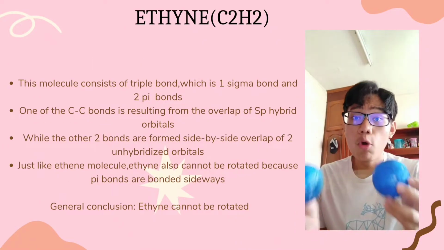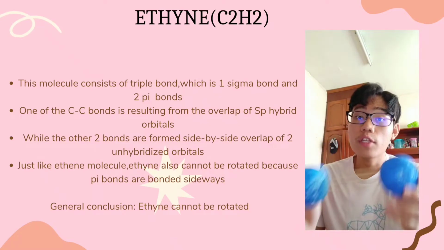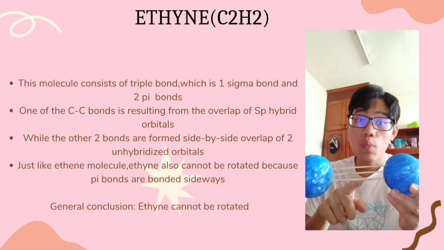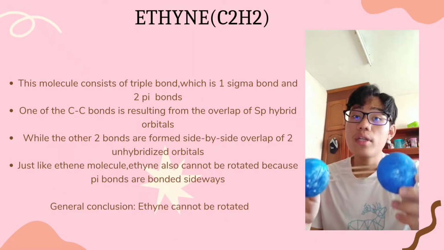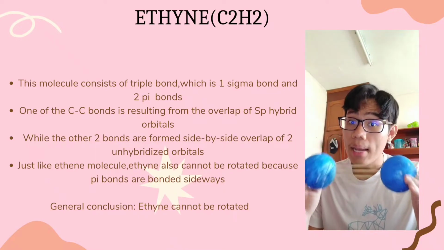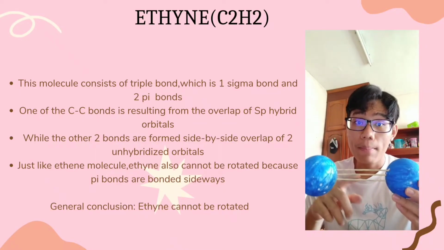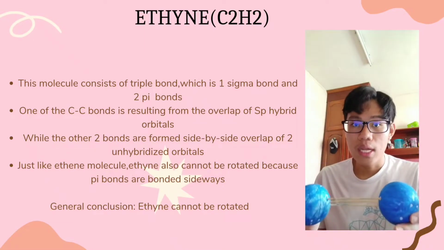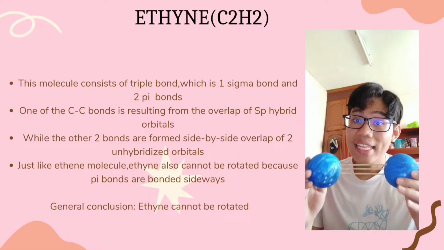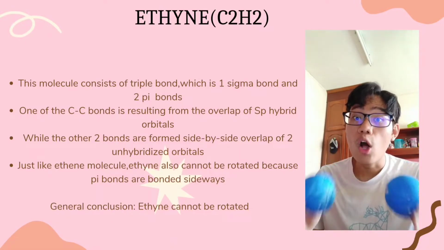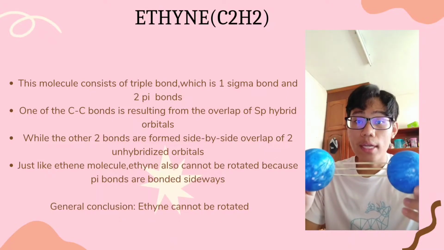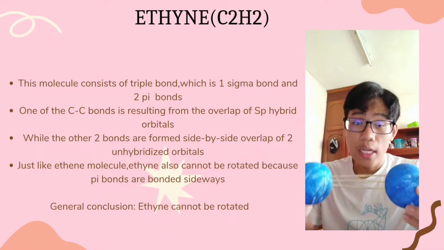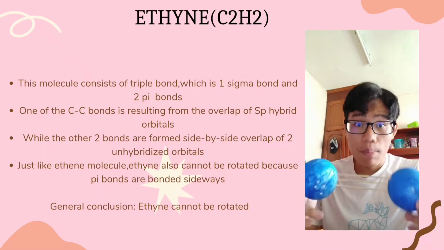Lastly, this is the model of ethyne. It consists of a triple bond between the carbon-carbon atoms, which is 1 sigma bond and 2 pi bonds. One of the CC bonds results from the overlap of sp hybrid orbitals, while the other 2 pi bonds are formed by the side-by-side overlap of 2 unhybridized p orbitals. Just like the ethene molecule, ethyne also cannot be rotated because the pi bonds are bonded sideways. As you can see right now, if I try to rotate it, it's much more rigid than ethene, and it cannot be rotated.